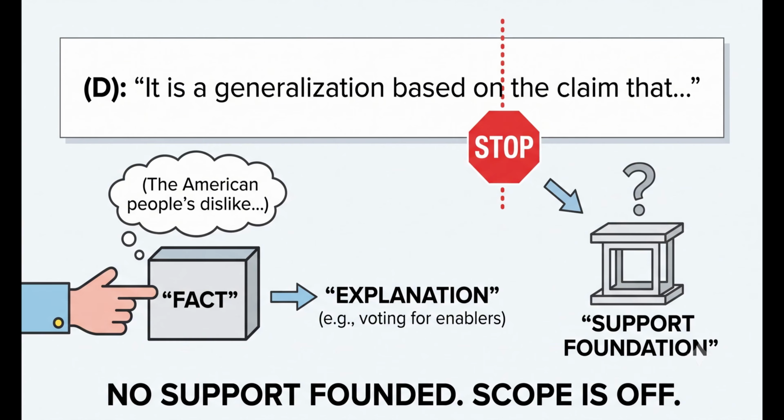D. It is a generalization based on the claim that, stop, we can cut here because the statement in question about the American people's dislike of people who do nothing at work receives no support of its own, but is rather simply presented as a fact that could serve as a possible explanation for why Americans vote into office again the very enablers of Uncle Sam's nosy behaviors that they profess to hate. So scope is literally off because no such based on support ever materialized.